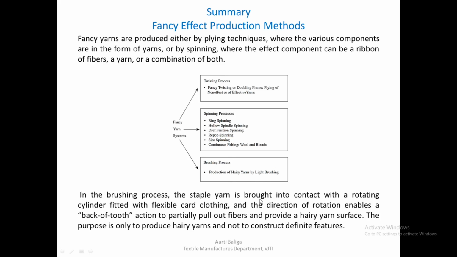In this process, the staple yarn is brought into contact with a rotating cylinder fitted with a flexible card clothing. So you basically need a roller having a flexible card clothing on it, and the yarn is made to rotate, and the direction of rotation enables a back of the tooth action. That means the teeth on the card clothing would open out these loops to partially pull out fibers and provide a hairy yarn surface.